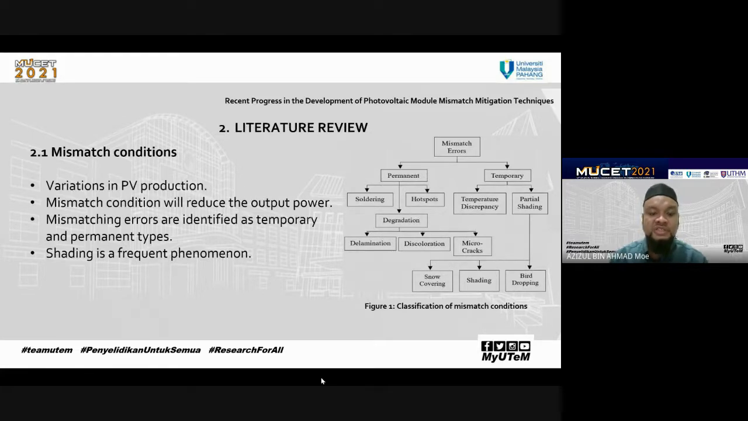Mismatch condition. Variation of PV production, impure material, aging of the PV unit, and soldering are defined causes of internal mismatch. This could reduce the output power by approximately 10%, which is identified as a permanent issue in the PV unit. On the other hand, mismatching causes such as shading, power converter, and diode bypassing power losses are identified as external in the PV unit. In our daily life, we can notice that shading is a frequent phenomenon.